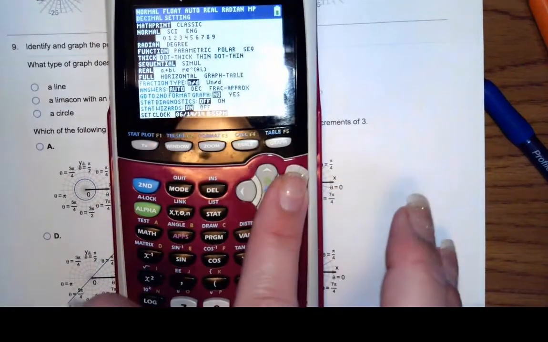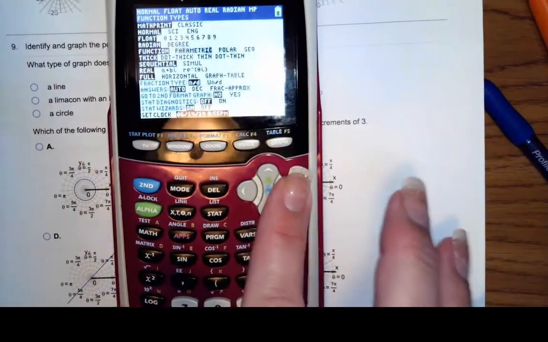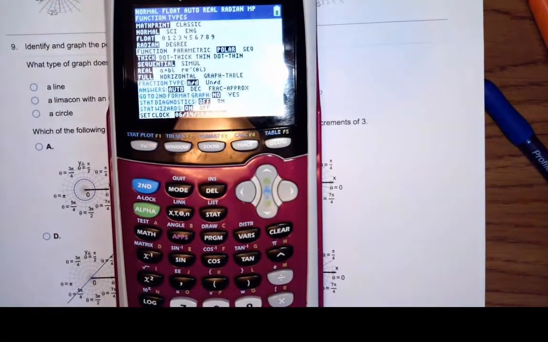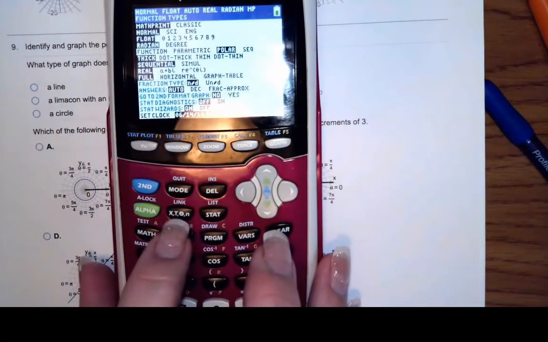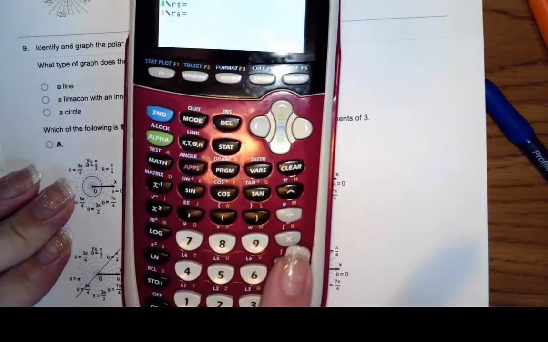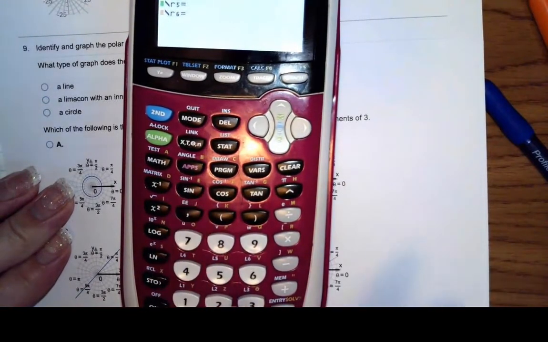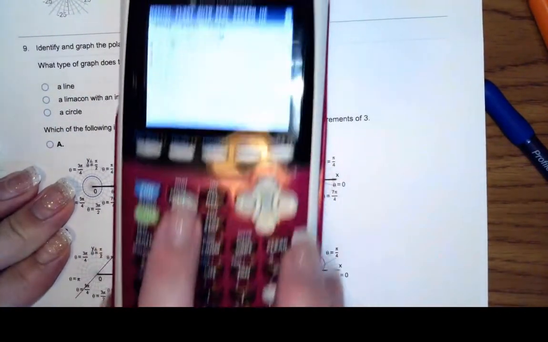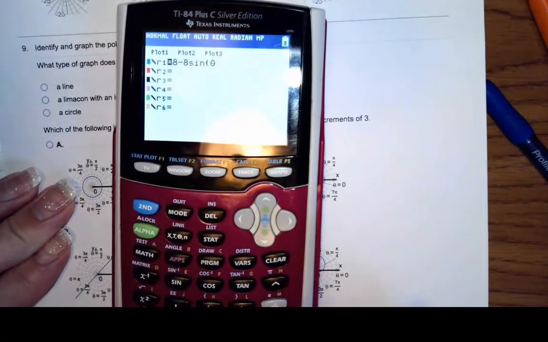Whatever mode you're in, I want polar. Okay. And now whenever I press this key, it's going to start popping up thetas instead of x's. So when I hit y equals, oh my goodness, everything just turned into r equals. So when I graph this, I've got 8 minus 8 sine theta. Press your variable key, and there's your theta.